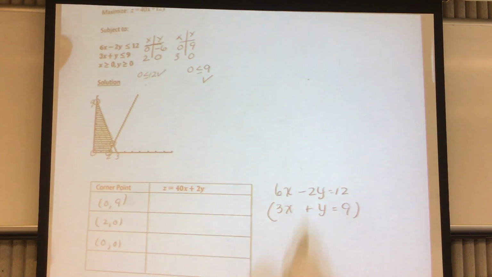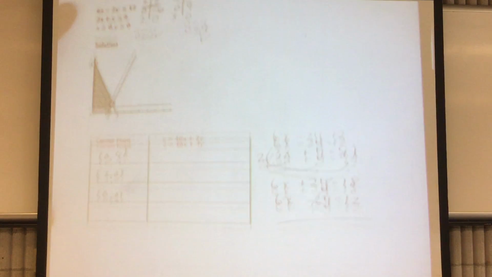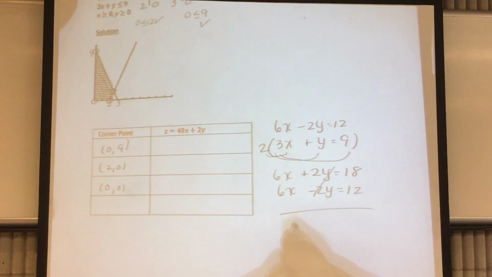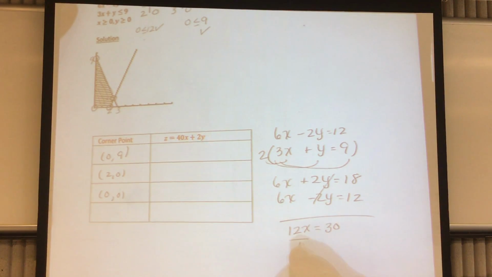So to cancel the y, I want to multiply the second equation by 2. So I have 6x plus 2y is equal to 18. And let's combine that with the first equation. And here my y's cancel, so I have 6x plus 6x is 12x is equal to 30. Divide both sides by 12. I calculate x to be 2.5.